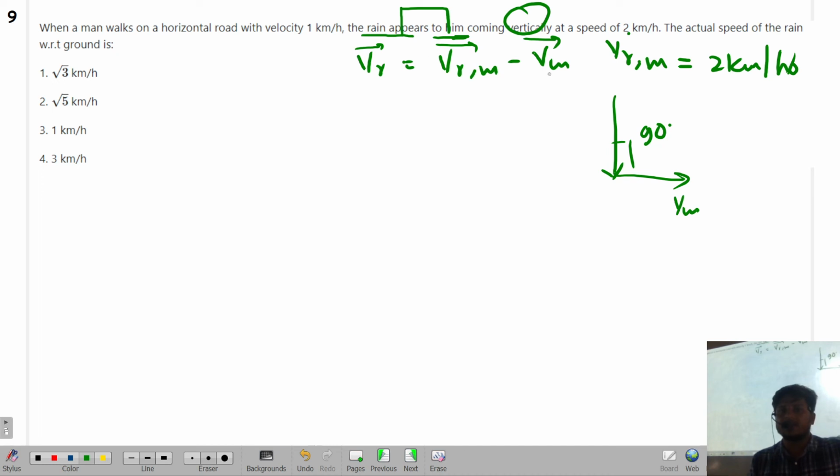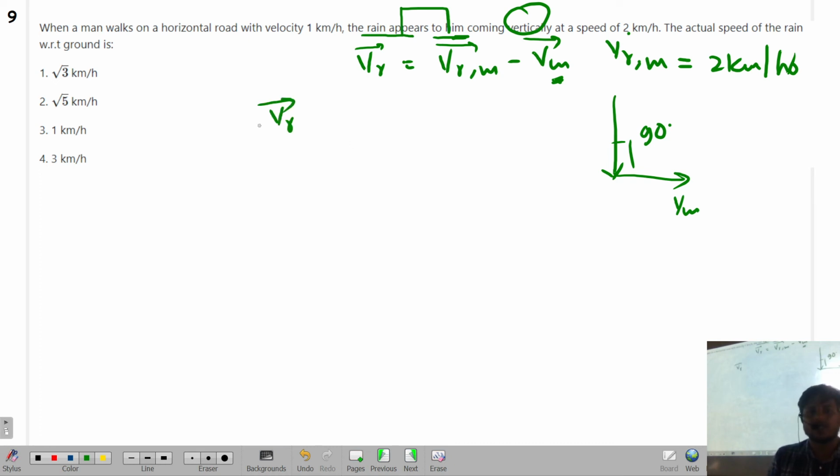Try to understand. It is man with respect to ground. Velocity of rain with respect to man is given. If in the question it says that rain appears to him coming vertically, that means rain is hitting with respect to man. Got it or not? So at that time, velocity of rain with respect to man is how much? 2 kilometer per hour.